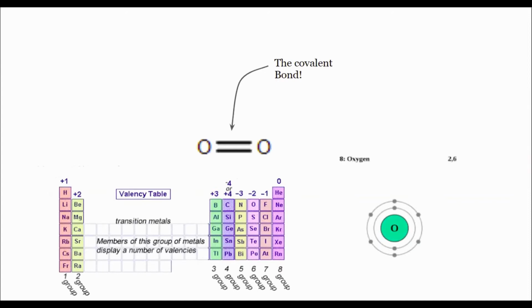I think we're comfortable with this, but always remember 2n squared for a certain shell's amount of electrons. This does not apply to the outer shell though, which will always be 8.